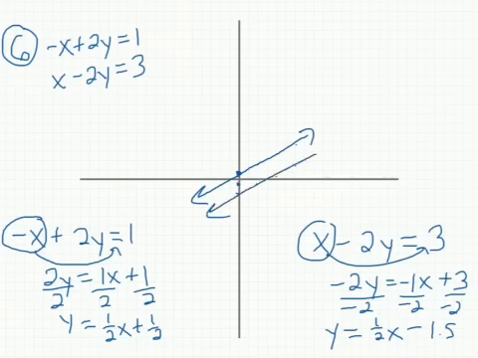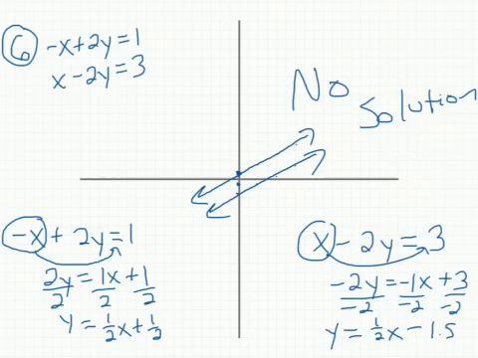When I draw my line, as you can see, they're parallel. If they're parallel, they do not intersect, so there's no solution, because the answer is where they intersect. So if they don't intersect, no solution.